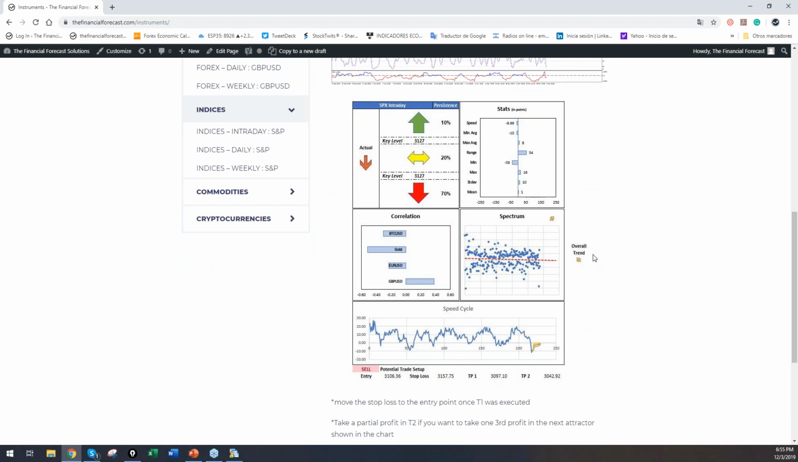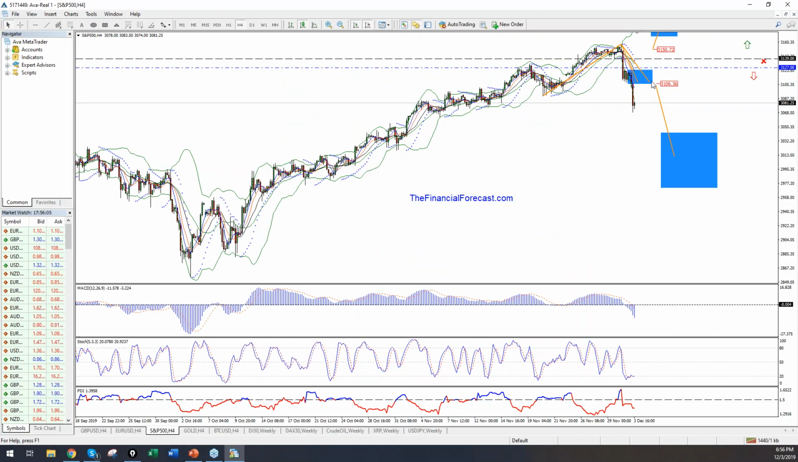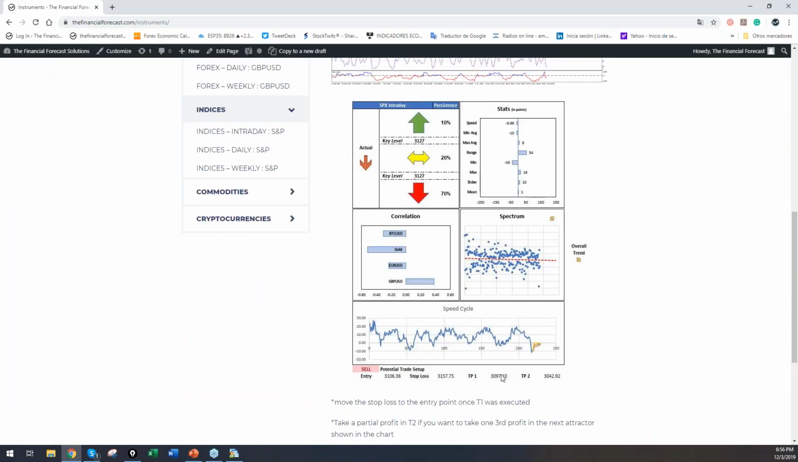Again, we have an overall trend to the downside. Yeah, we have the entry point in 3106. So what is the point? This operation was already triggered, and we have the first take profit in 3097. Okay, let's go to see gold now before ending.